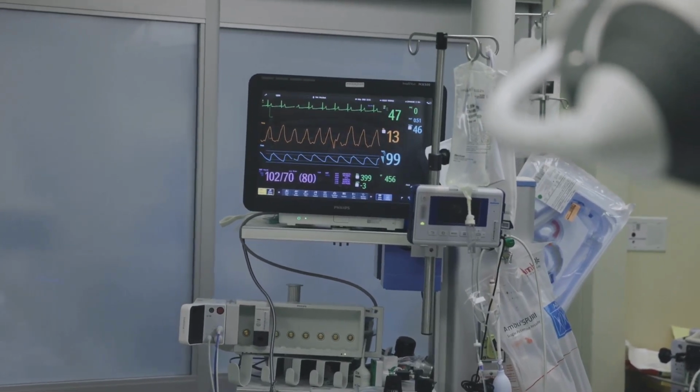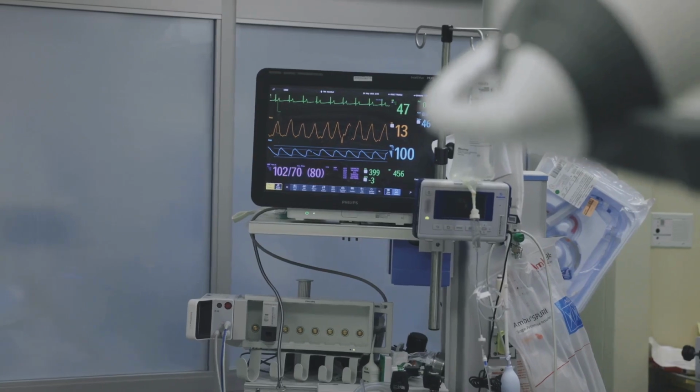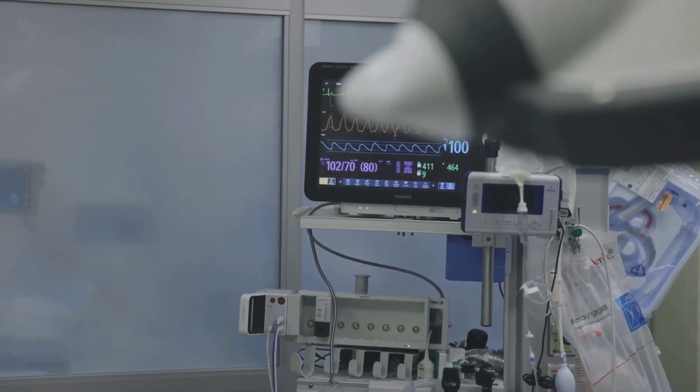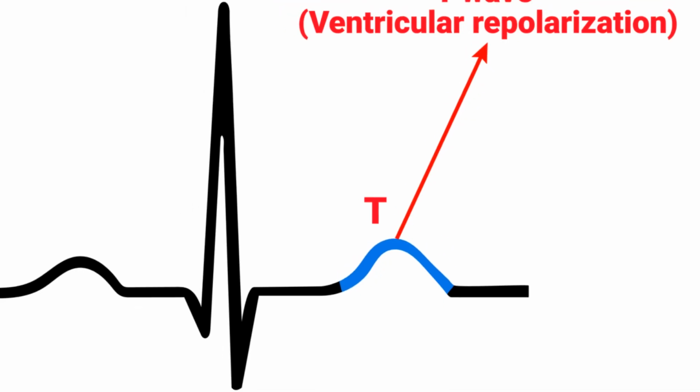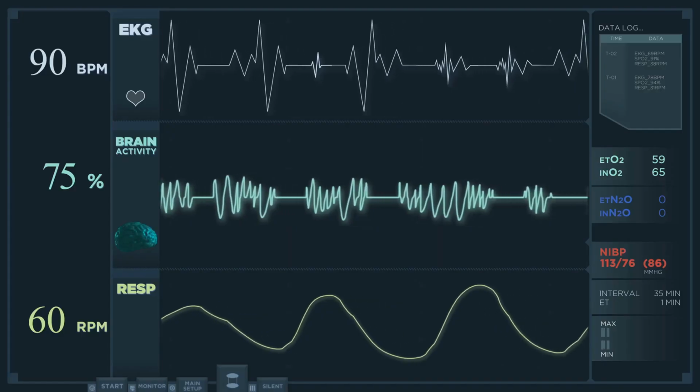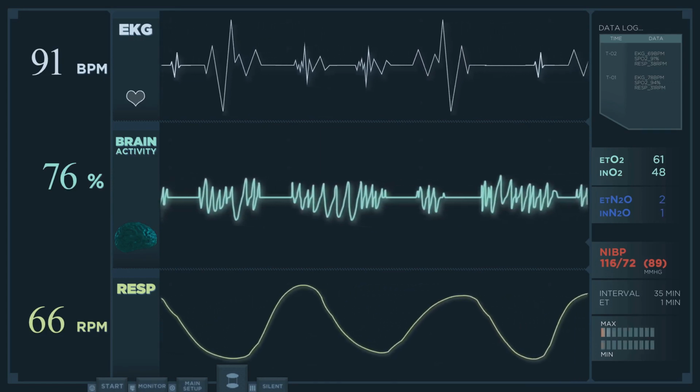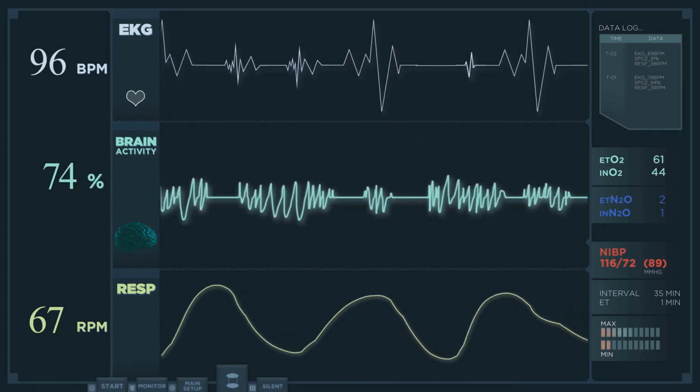An ECG, or electrocardiogram, is a simple, painless test that measures the heart's electrical activity. It's represented in waves and complexes on a graph. The first wave we see is the P wave, which represents the electrical impulse traveling through the atria, causing them to contract and pump blood into the ventricles.